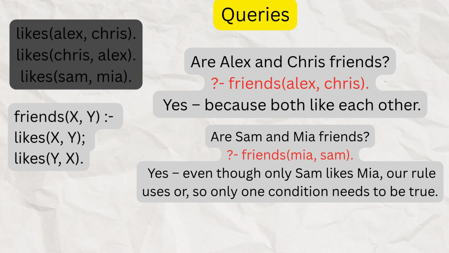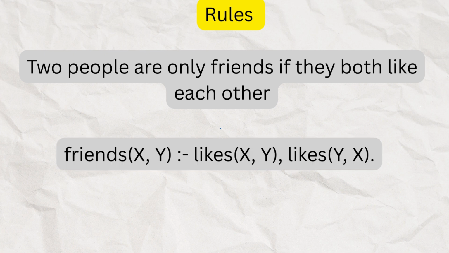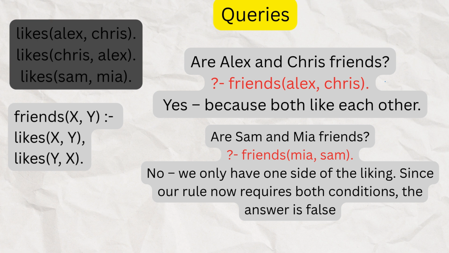Now let's change the rule. Suppose we decide the two people are only friends if they both like each other, then the rule becomes this. Notice we've replaced the semicolon, or, with a comma, and. Now let's test the same queries again. Are Alex and Chris friends? The answer will be yes because both like each other, so the rule holds. And are Sam and Mia friends? No, we only have one side of the liking. Since our rule now requires both conditions, the answer is false.